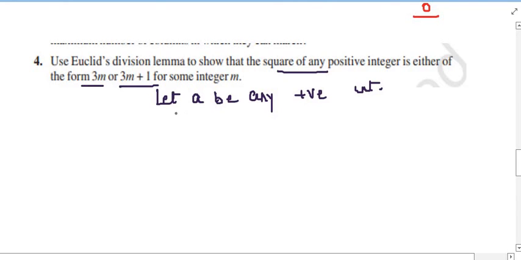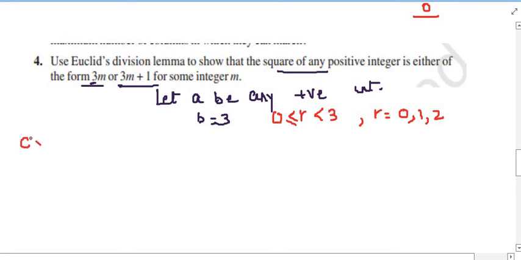and here we will take b is 3. As you observe here, 3 is there, so we will take b is 3, and so it implies that r, the remainder, should be less than 3 and greater than or equal to 0. So it means here we have 3 cases. r can be 0, 1 or 2.